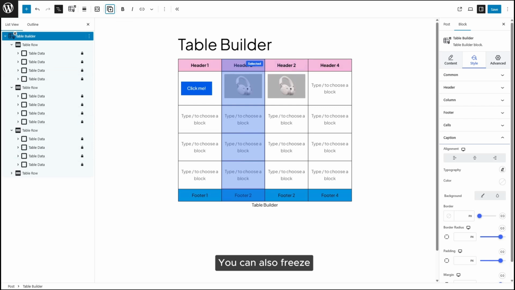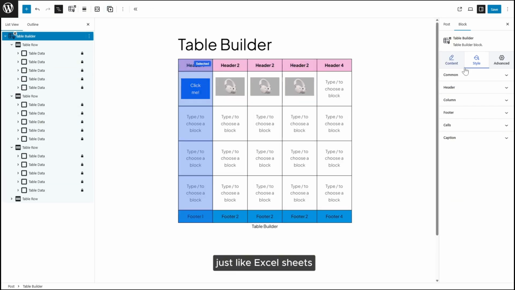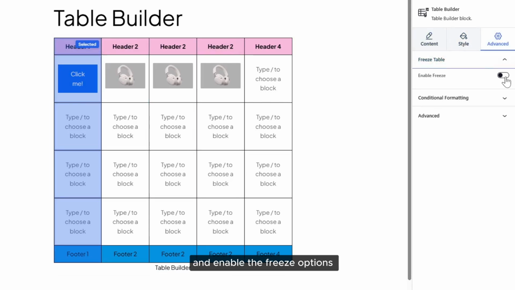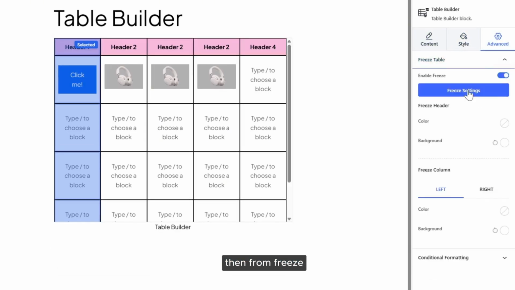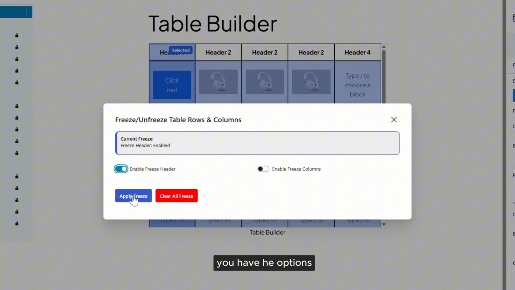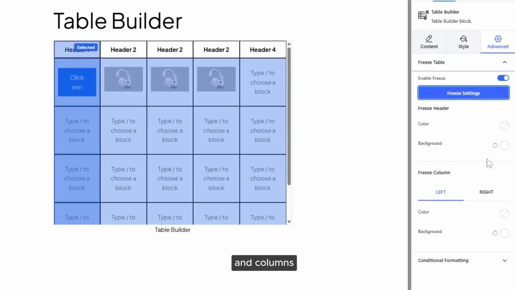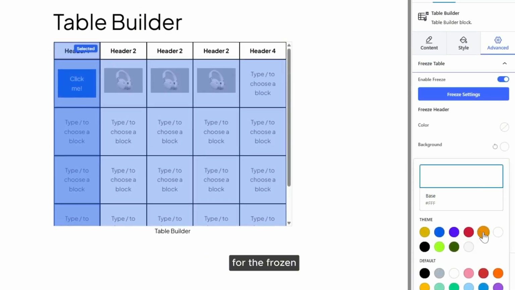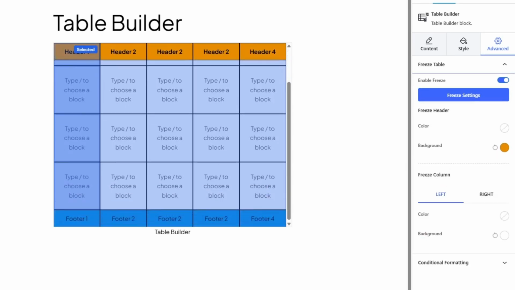You can also freeze rows and columns, just like Excel sheets. Go to the Advanced tab and enable the freeze options. Then, from Freeze Settings, you have the options to freeze the header and columns. Then customize the colors for the frozen header and columns.